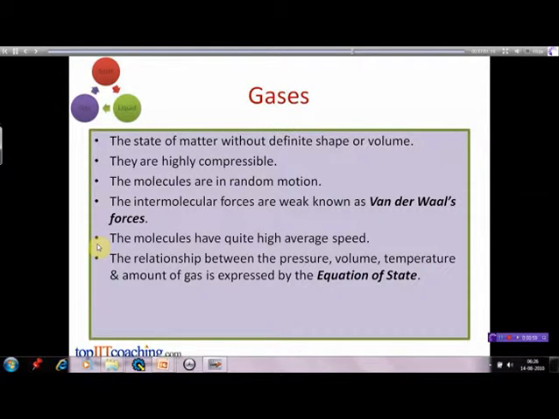There is a definite relationship between the mass, pressure, volume, density, and temperature of the gaseous state. So an equation relating pressure, volume, temperature, and amount of gas is known as the equation of state, which we are going to discuss later. Therefore, in measuring volume or amount of the gas, the temperature and the pressure should also be specified.